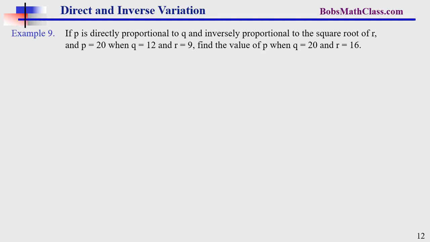Okay, P is directly proportional to Q. So P equals K times Q. And inversely, this goes in the denominator, square root of R. So K times Q over the square root of R. Now we solve for K. Replace P with 20, Q with 12, and R with 9.